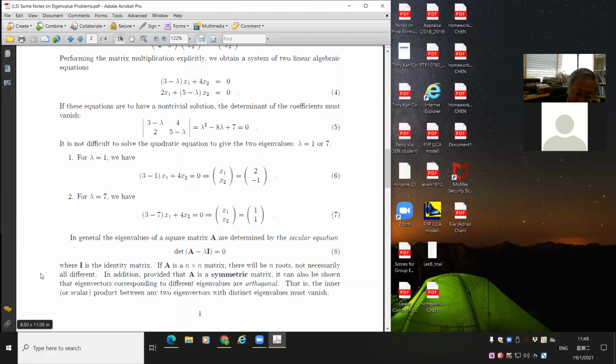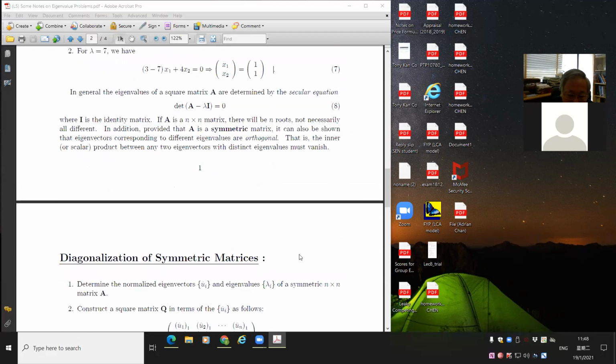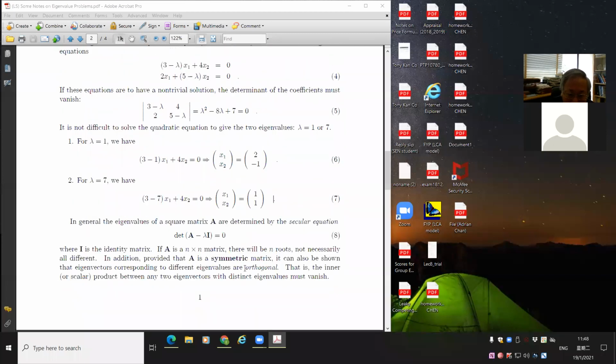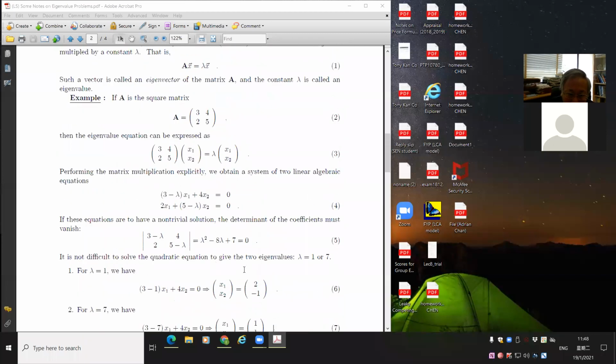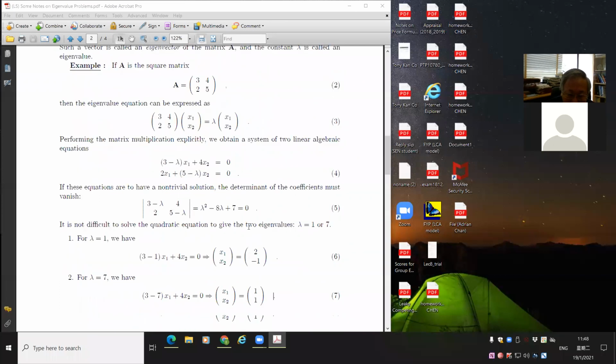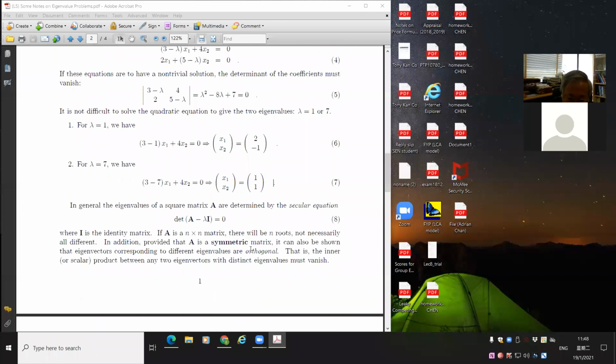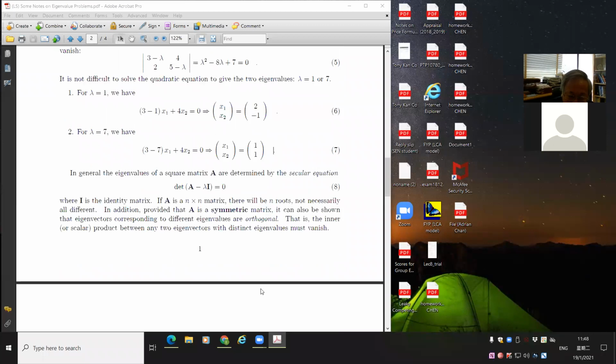Now, this property, you will encounter in Professor Ching's course and also in quantum physics course. Okay, so keep this in mind. These are the basic properties of the eigenvalue problem associated with a square matrix A, in particular a symmetric matrix A, right?